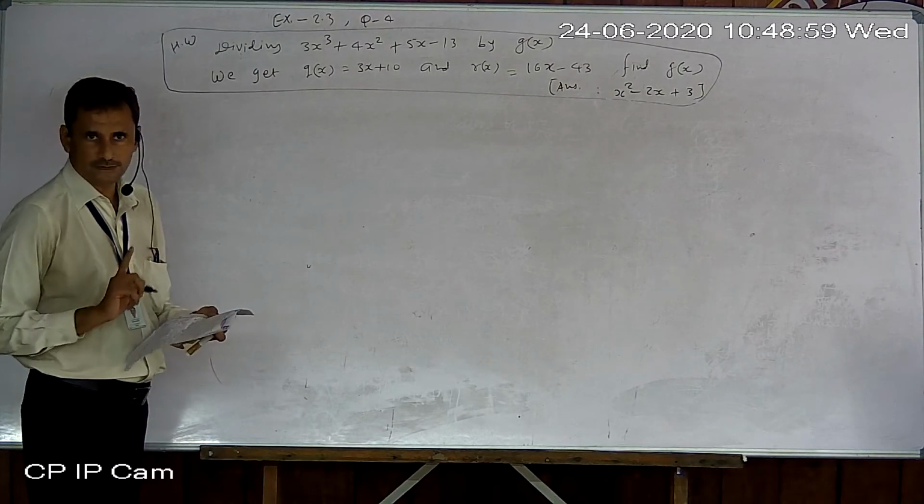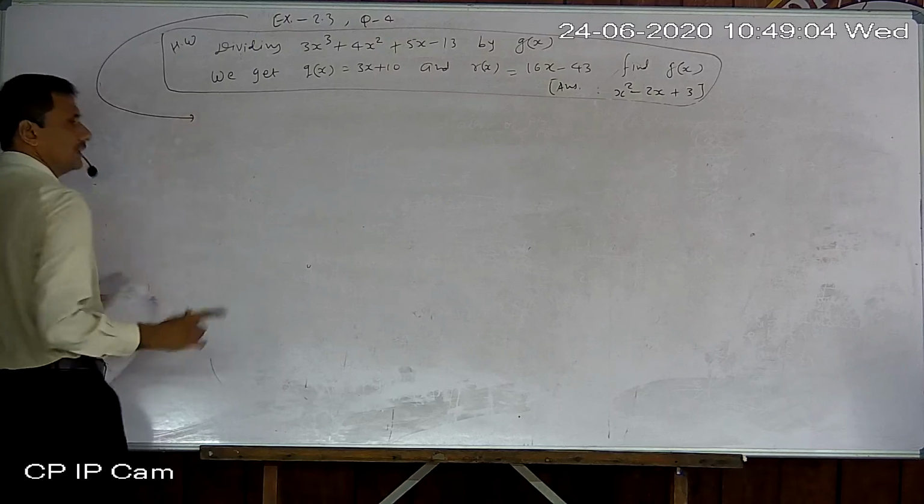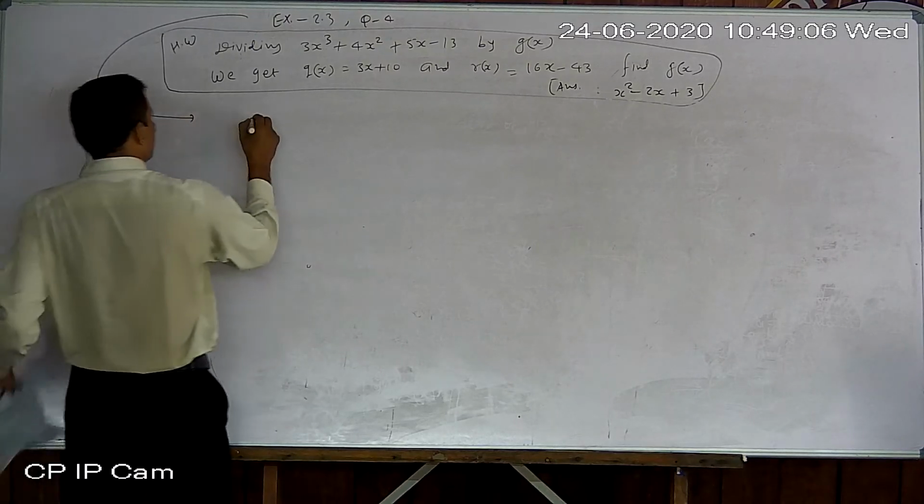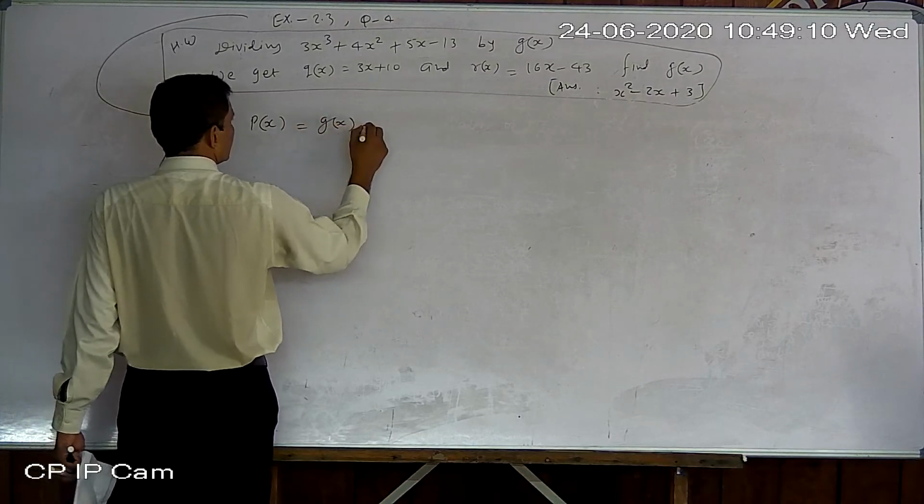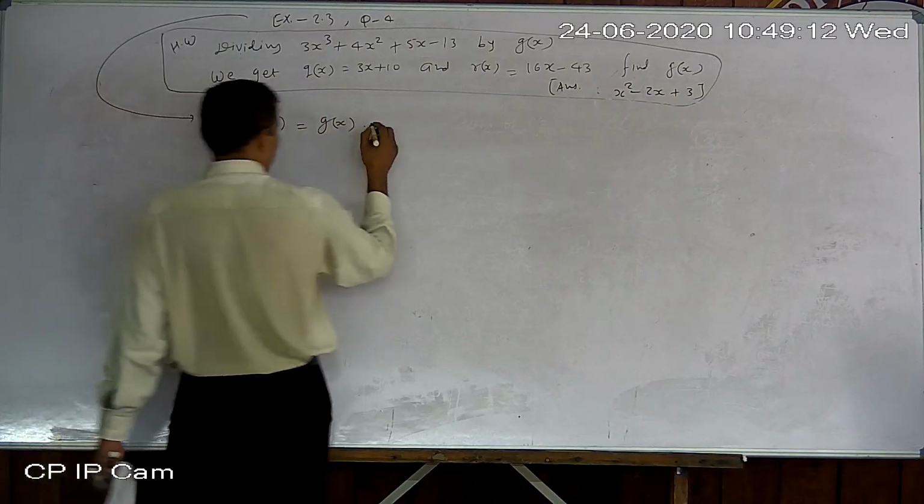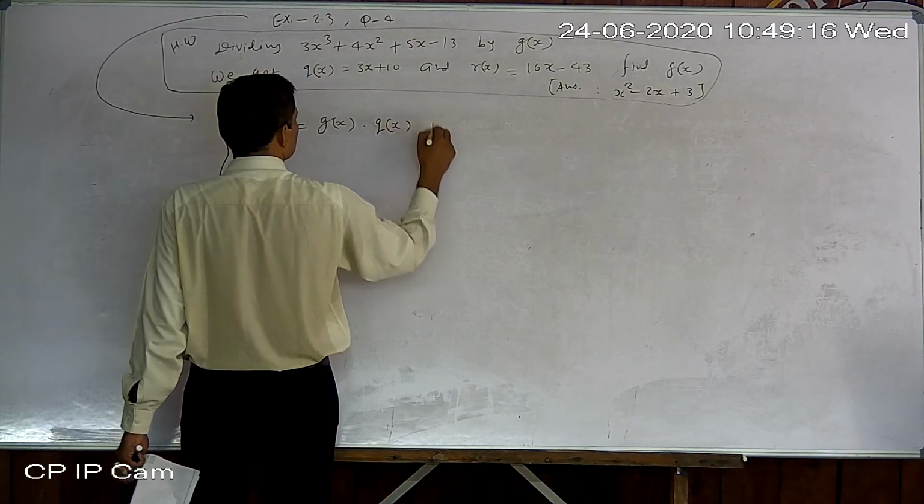Find g of x. Okay, so that is the question. I am not writing it; you have the textbook. So I will just start the solution. p of x equals g of x into q of x plus r of x, that is the division algorithm, Euclid's division algorithm.